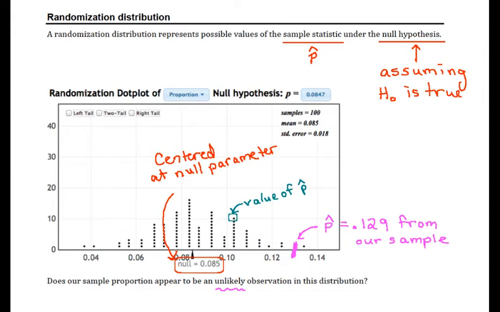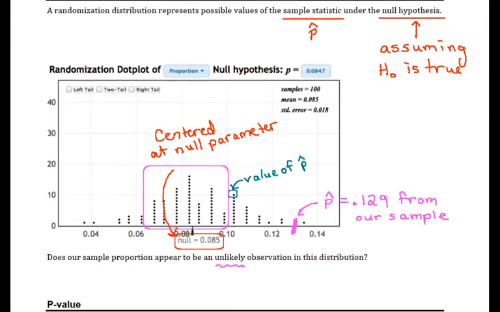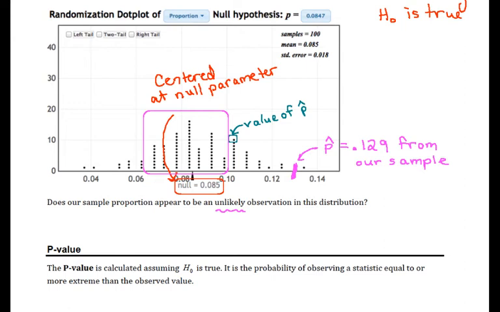Well, likely observations are the ones that are in the mainstream, right? Here's a cluster of values close to the center. I could have made this a little bigger, right? This is just getting at the basic idea. Anything that's close to the center and close to the mass of the distribution is definitely not something we would call an unlikely observation. But the further out we get into the tails, out to the right tail or out to the left tail, these are the ones we would consider to be unlikely observations. Here I can see that I only have one value that is more extreme than mine. So I would say yes. Only one value of p hat is more extreme than what I saw in my sample.